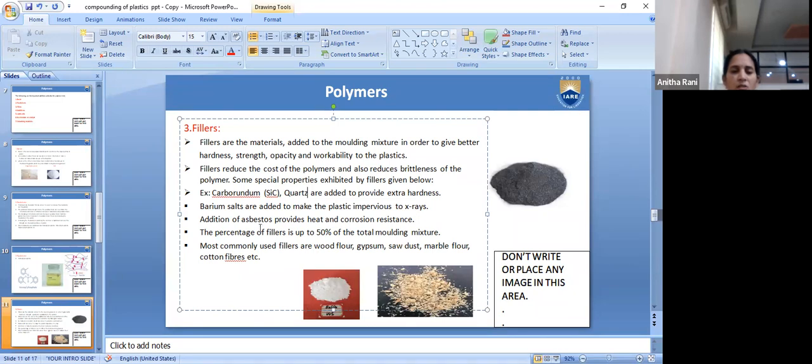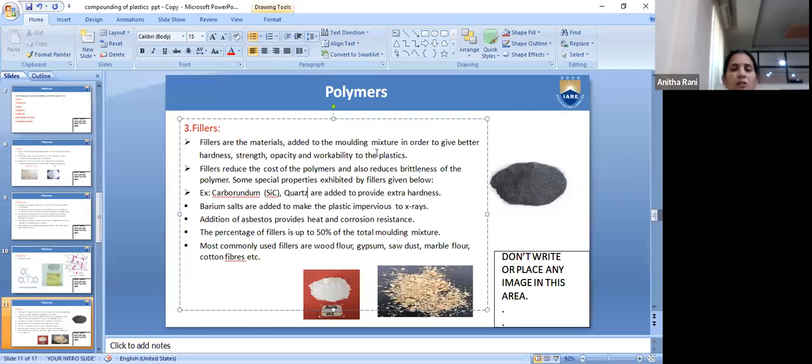Students, if you can't remember everything, you must write these compulsorily: carborundum, quartz, barium salt, asbestos. If you want to write more, you can write at least three: wood flour, gypsum, marble flour. So this is about fillers.